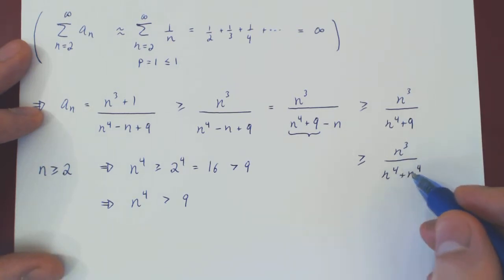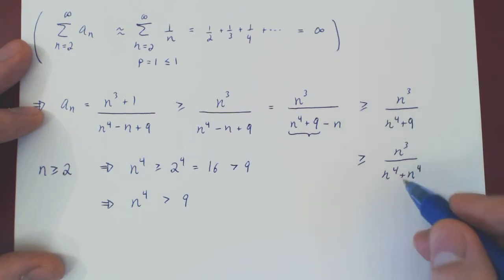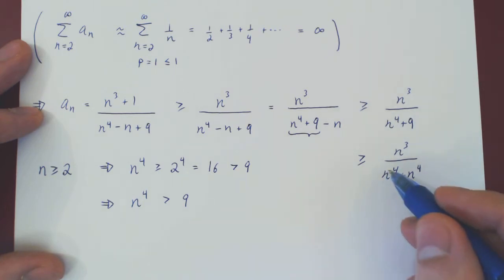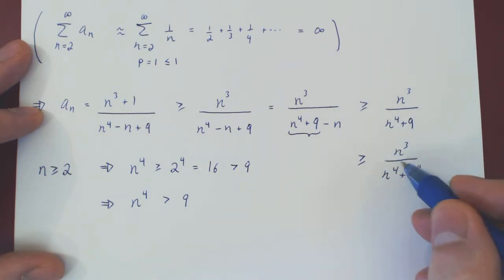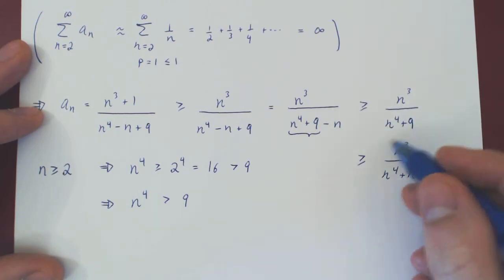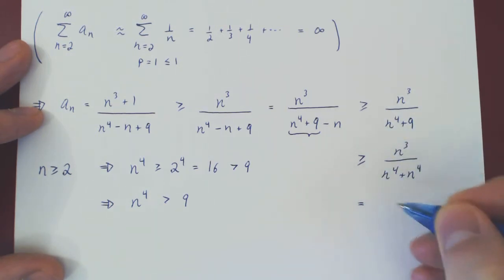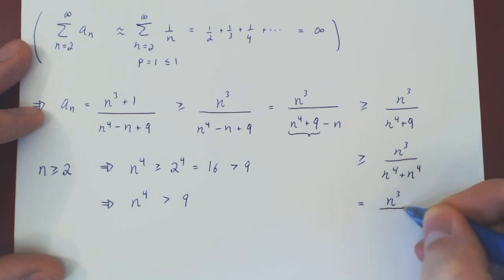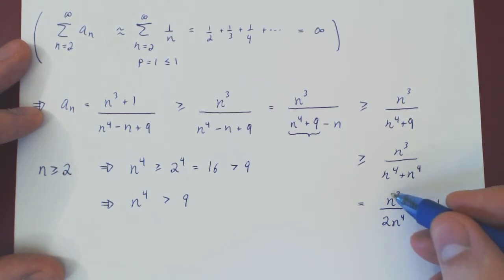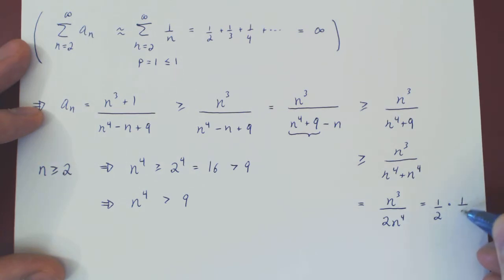So now we have the inequality in the right direction. And again, n to the 4 plus n to the 4 is larger than n to the 4 plus 9, as n to the 4 is strictly larger than 9. But if we divide by something larger, the new fraction becomes smaller than the old fraction. And this is exactly what we want, because we're left with n cubed over n to the 4 plus n to the 4, which is 2n to the 4, and we can simplify. This is 1/2 times n cubed over n to the 4, which is 1 over n.